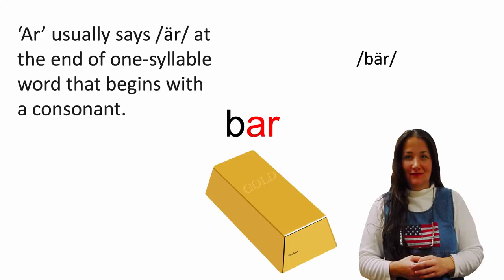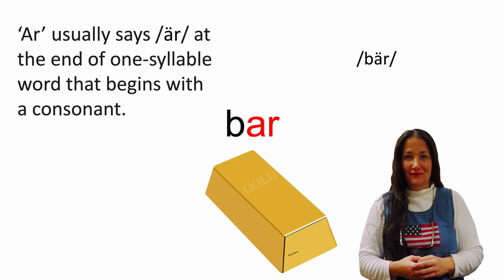AR usually says R at the end of a one-syllable word that begins with a consonant. Here we have the word bar. The consonant is the B. The vowel is the A. But it changes. The R takes control of the vowel. Instead of saying a, it combines and says R. Notice at the very corner, I have the phonetic spelling of the word bar, and because you see the two dots over the A, you know it's going R. Watch every word in this lesson and you'll see phonetically it's R.